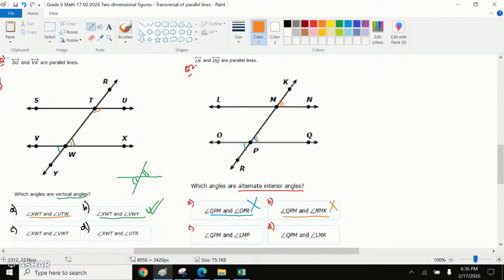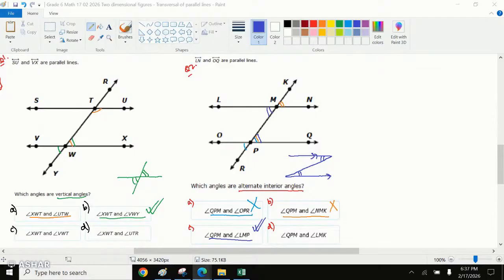If I say QPM and LMP, so whenever we have a formation of the alphabet Z, then these two angles would always be alternate interior angles. Agreed? So option C is the correct answer. Do we agree? Okay, moving ahead to the next question.